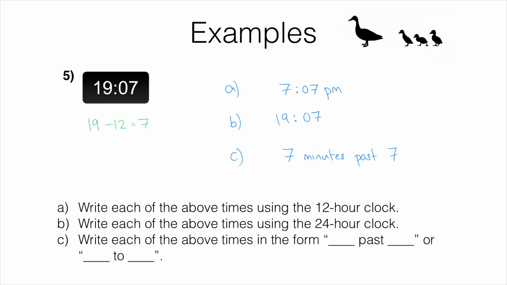Again, technically, you could write this as 53 minutes to 8, because in 53 minutes time, you would get to 8 o'clock. But that's pretty unconventional. We are closer to 7 o'clock, so we talk about being past 7 rather than to 8. So 7 minutes past 7.